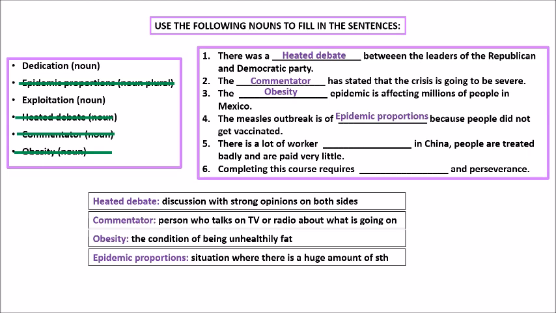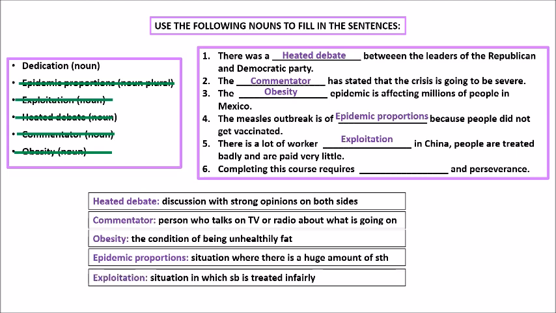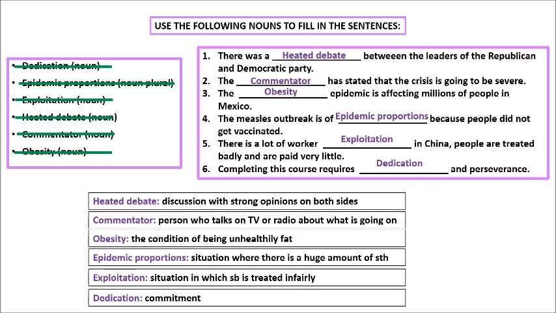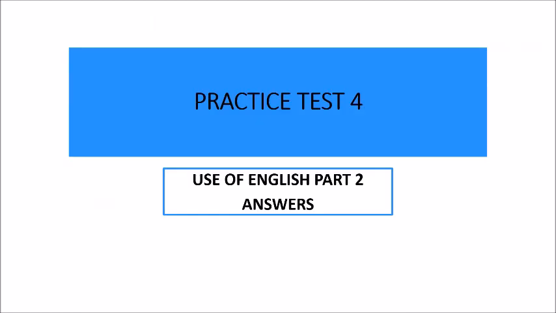Okay, there's a lot of worker exploitation in China. People are treated badly and are paid very little. So it is a situation in which somebody is treated unfairly. Then we have number 6, completing this course requires dedication and perseverance, which means commitment into completing something.